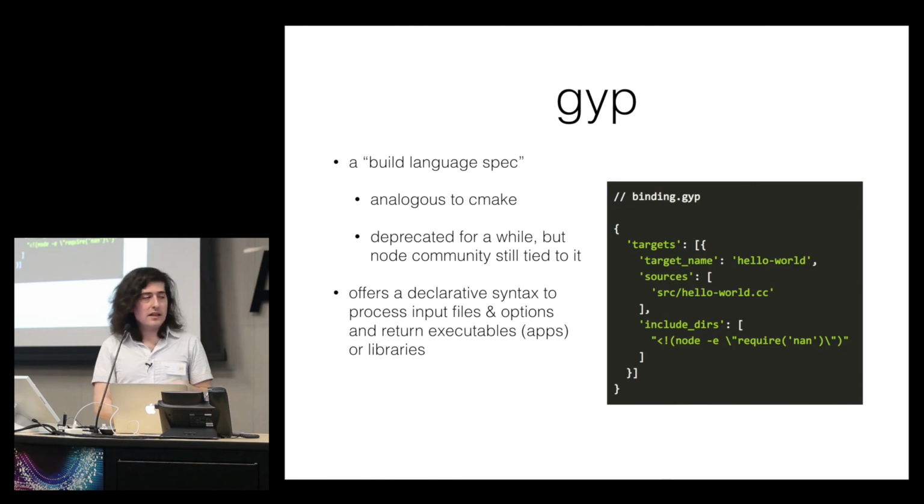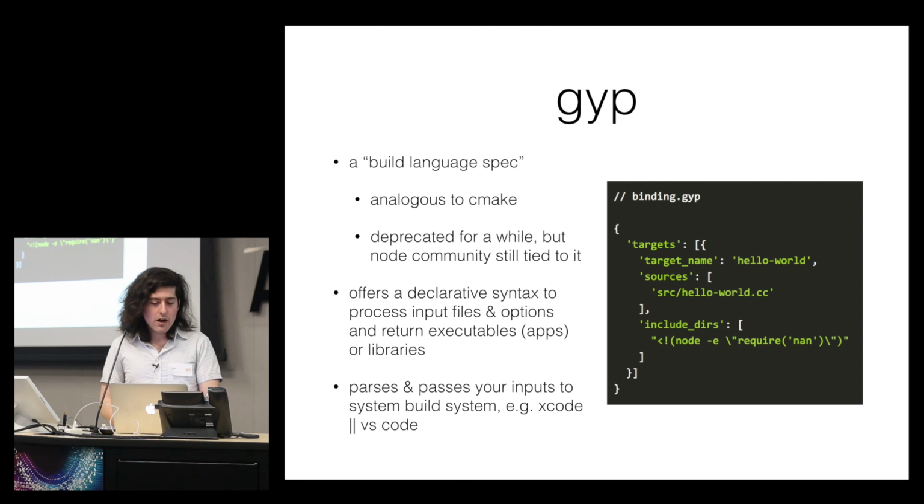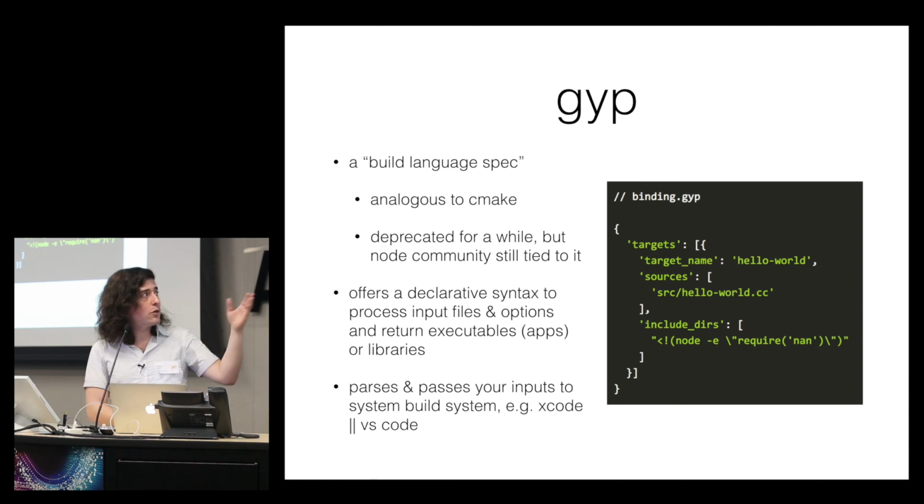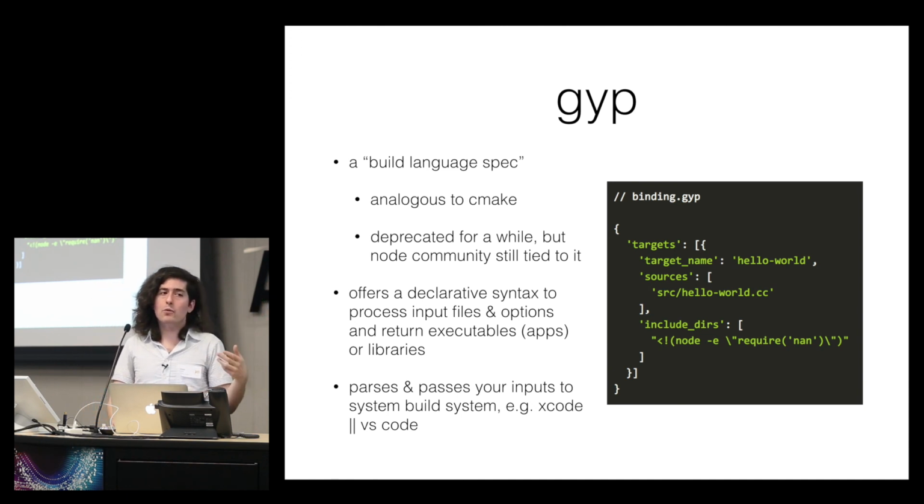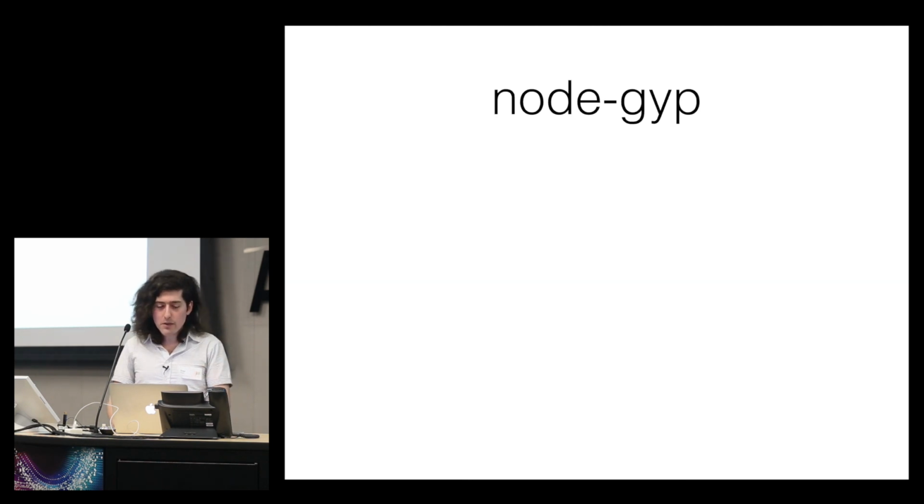So this is the example binding.gyp file that we used to build the hello plugin from the last slide. You'll see that the target's name is hello world. In the next slide, you will see how hello world is required. Basically, the GYP file will then parse and pass the input files, so the source hello world.cc, into your native platform's build tooling, whether that's Xcode or Visual Studio.